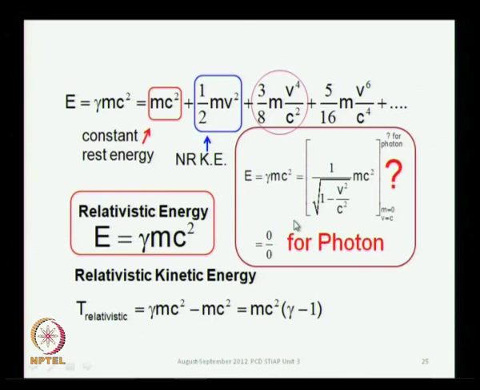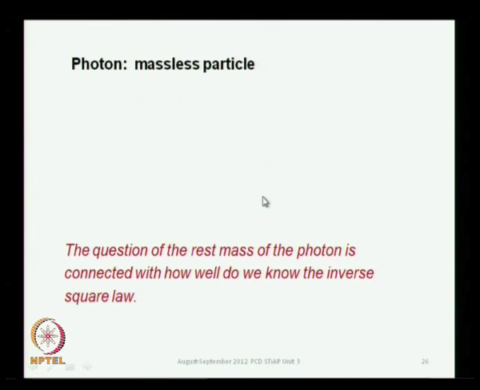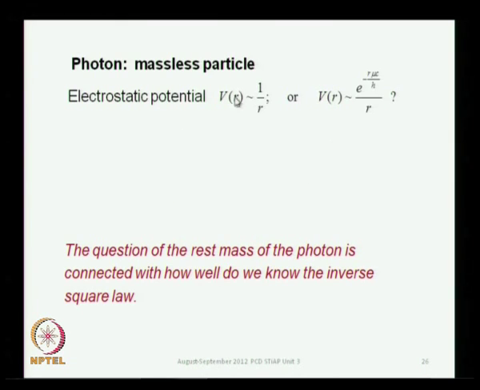You know it. In fact, you and I live because we get this energy from the light we get from the sun, right? So, photon has energy, and this expression would give you 0 over 0, which is indeterminate. Now, it turns out that the question of whether the photon is a massless particle or not is intimately linked to how well we know the Coulomb's law, the inverse square law. These two are the same questions.